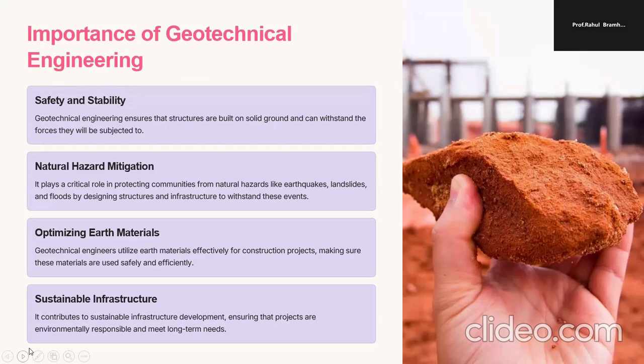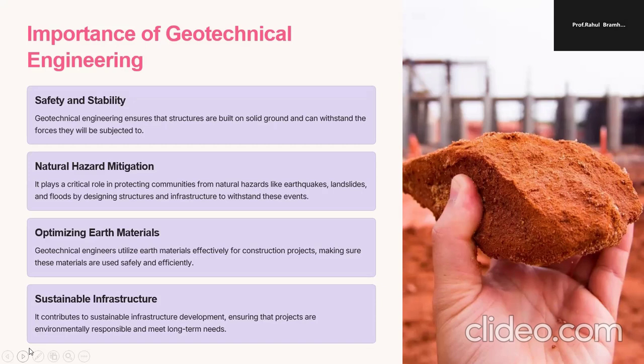There are many fields in which geotechnical engineering is used. The first one is safety and stability. Geotechnical engineering ensures that structures built on the soil ground can withstand the forces they will be subjected to. It means from the point of view of safety and stability, we also use geotechnical engineering. Then the next one is natural hazard and mitigation.